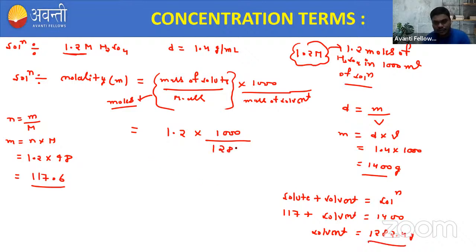The mass of solvent is 1282.4 gram. Just solve this: 1.2 into 1000 divided by 1282.4. It comes out to be 0.935. So this is the molality of the solution.